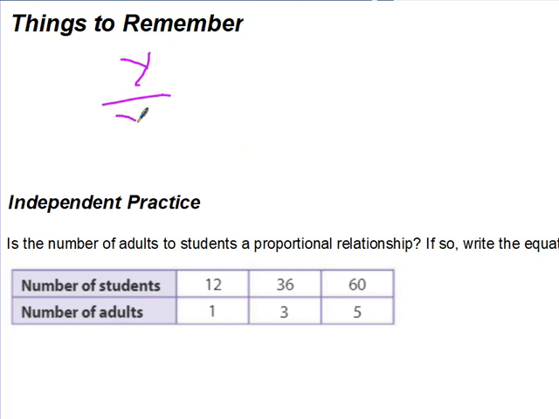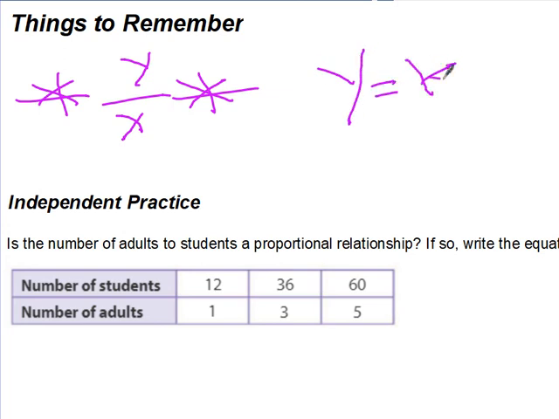Things to remember. It's always Y divided by X. That is super important. People mix that up all the time. Always Y divided by X. And then my format of my equation is always Y equals K times X, where this is that constant of proportionality, whatever that rate, whatever that unit rate is.